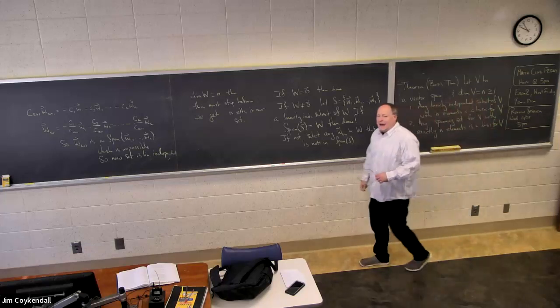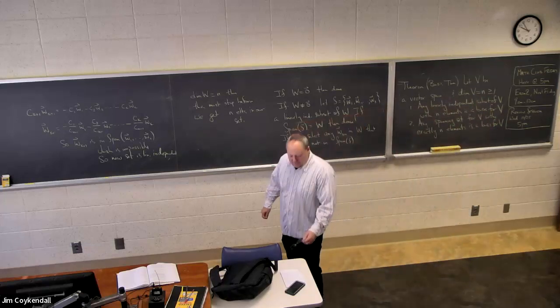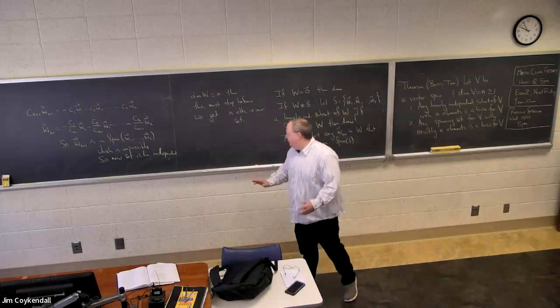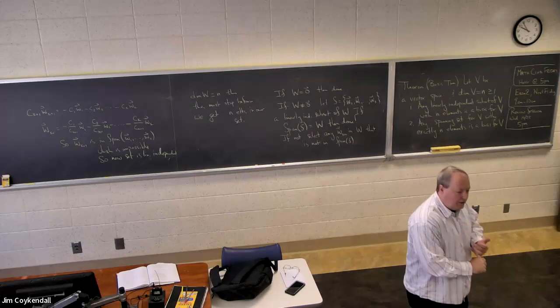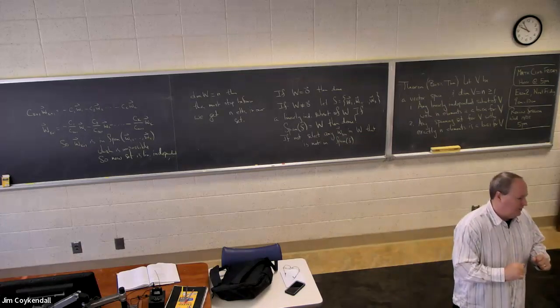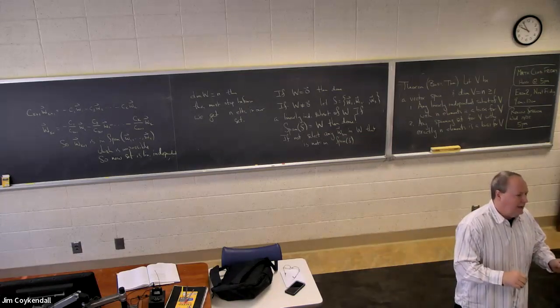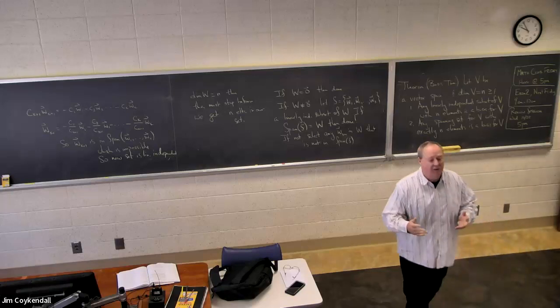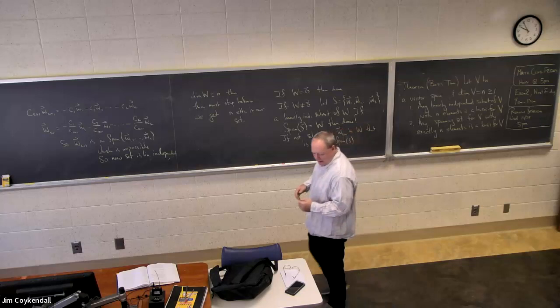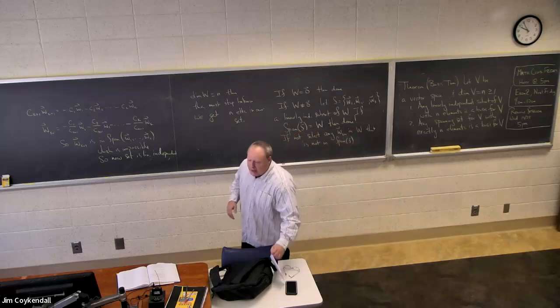So if at the outset you know that you have an n-dimensional vector space, if you collect any n elements that are linearly independent, basis. If you collect any n elements that span the space, basis. And that's all you have to know if you know the vector space is of dimension n. Okay, any questions?